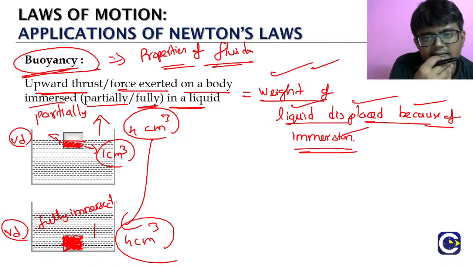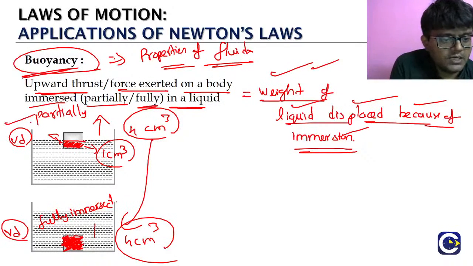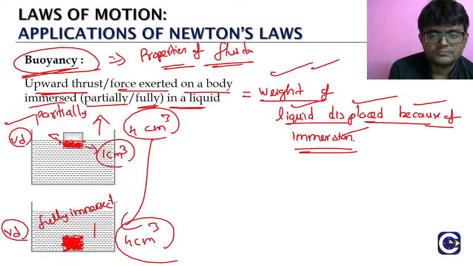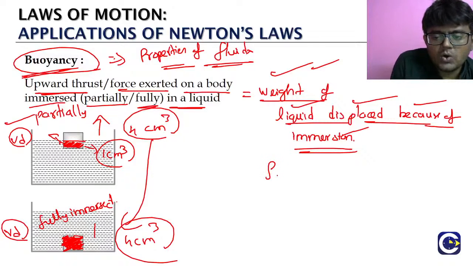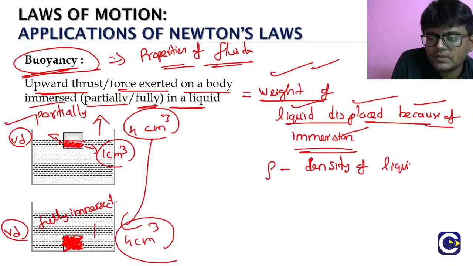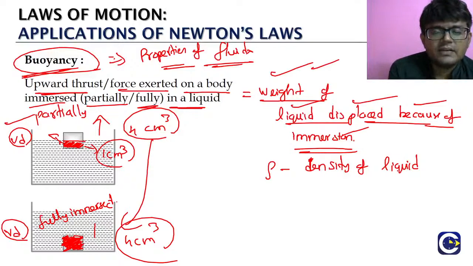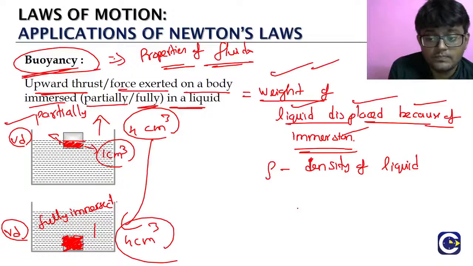Now we know how much liquid volume is displaced: Vd. Times rho, the density of the liquid. Generally, we will use the symbol rho or d for density, but we will try to avoid d because d is also used for distance. So we will use the symbol rho. You write it like a curved p. How do you spell it? As rho.